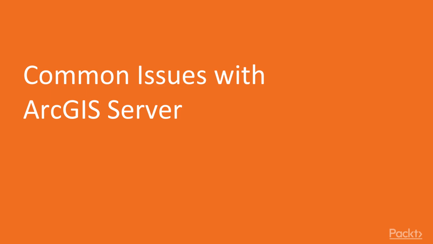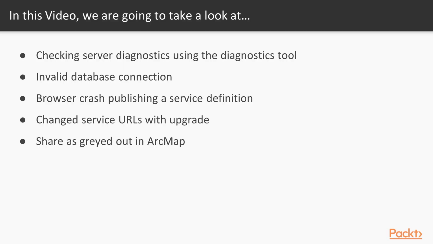In this video, we'll learn how to address some common issues when administering ArcGIS Server and services. First, we'll learn how to check server diagnostics using the Diagnostics tool, and then we'll learn how to address 4 of the many issues that may arise. One is how to address an invalid database connection, how to address a browser crash when publishing a service definition, how to deal with changed service URLs with an upgrade to a new version of ArcGIS Server, and how to deal with the Share As option that is grayed out in ArcMap.